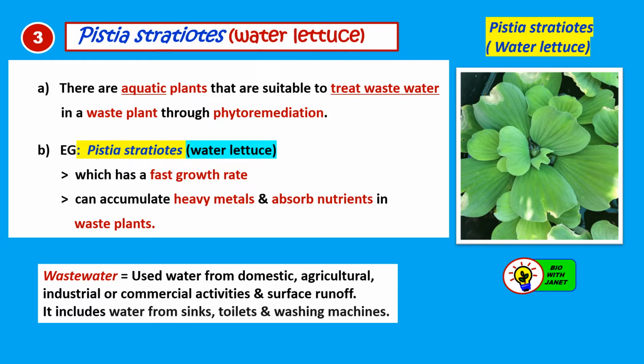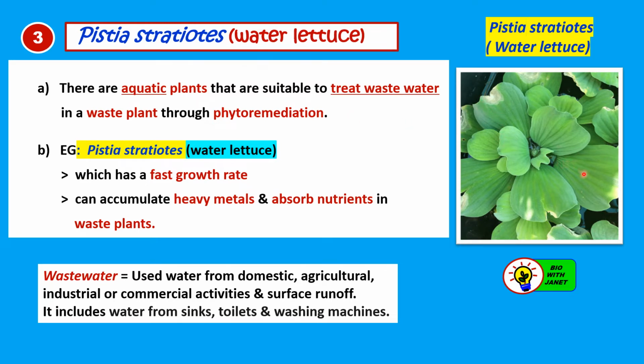Next, we come to another aquatic plant called Pistia stratiotes. So this is the water lettuce. Just now was water hyacinth, now it's water lettuce here. The aquatic plants are suitable to treat wastewater, such as the wastewater that's produced in a waste plant, and it uses the process of phytoremediation.